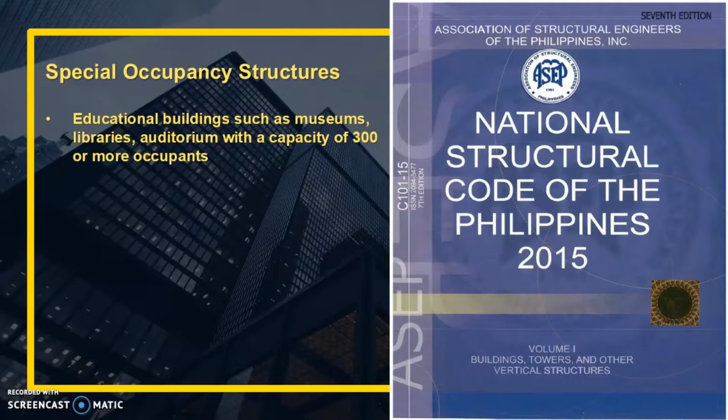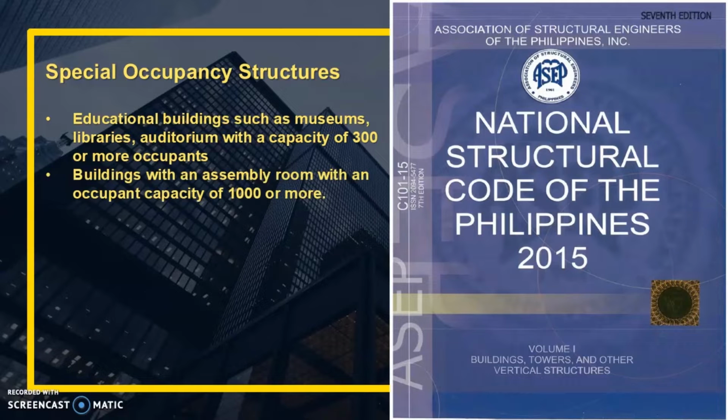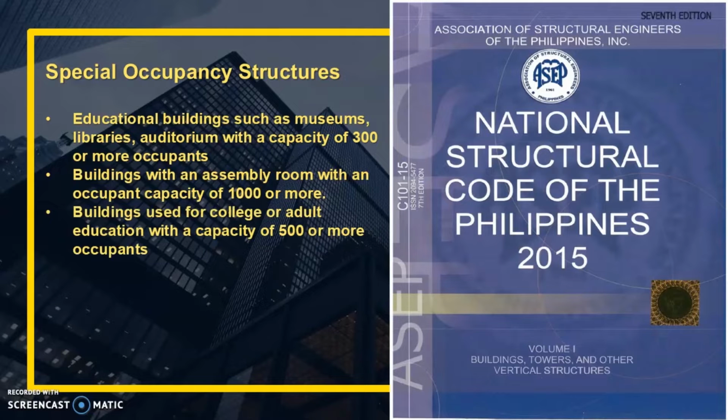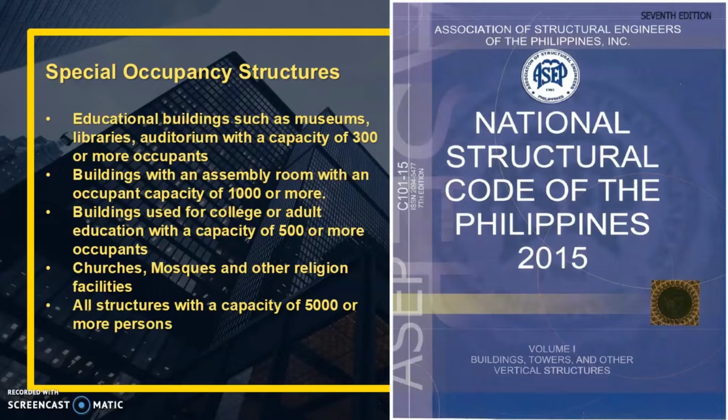Example niyan is educational buildings such as museums, libraries, auditorium with a capacity of 300 or more occupants. Buildings with an assembly room with an occupant capacity of 1,000 or more. Buildings used for college or adult education with a capacity of 500 or more occupants, churches, mosques, and other religious facilities, or structures with a capacity of 5,000 or more persons. So as you can see, yung special occupancy structures, nakafocus siya more on maraming population.